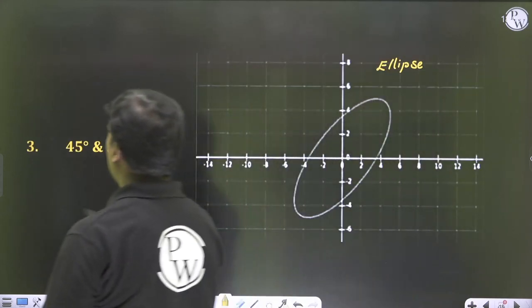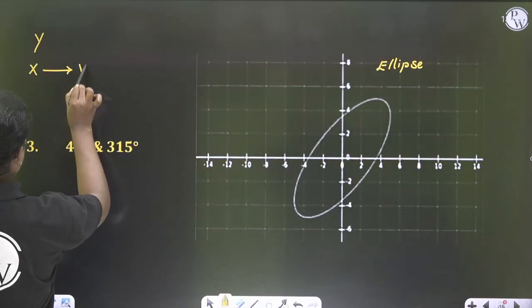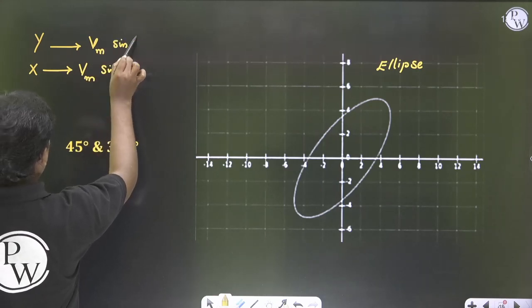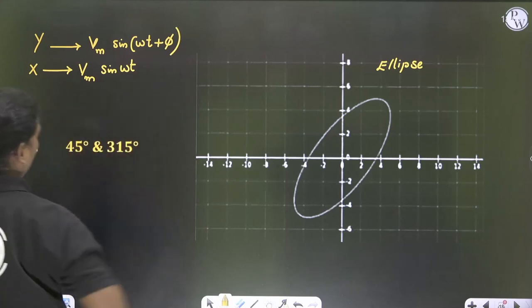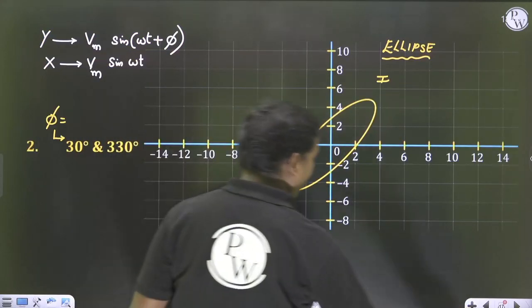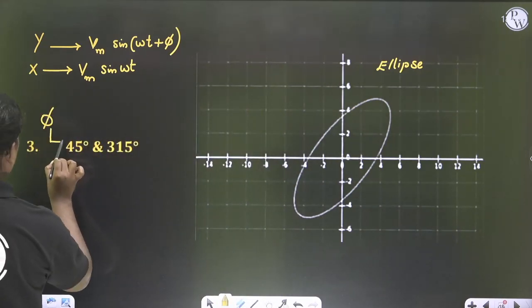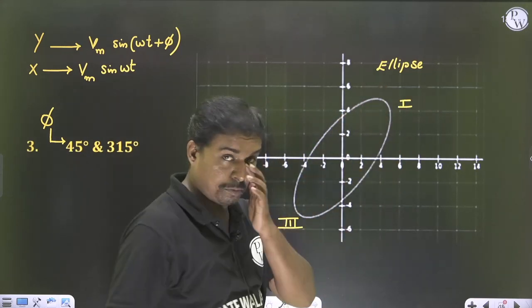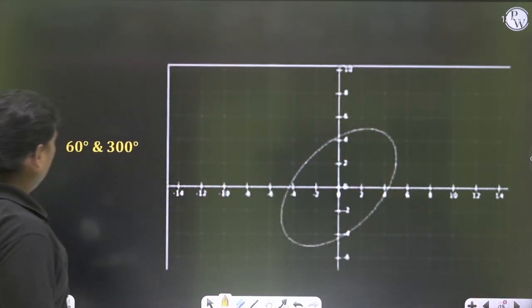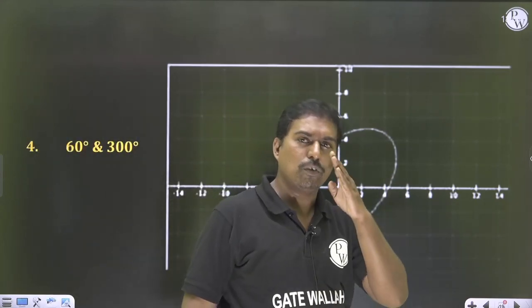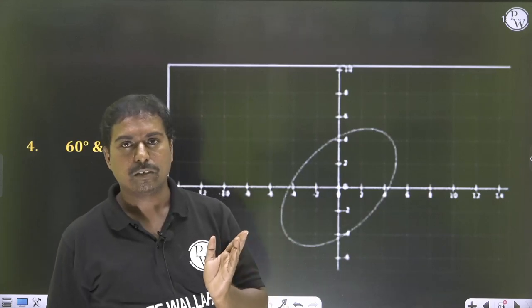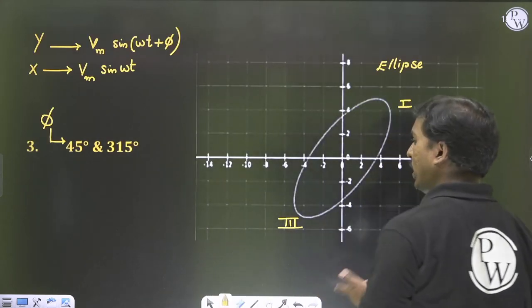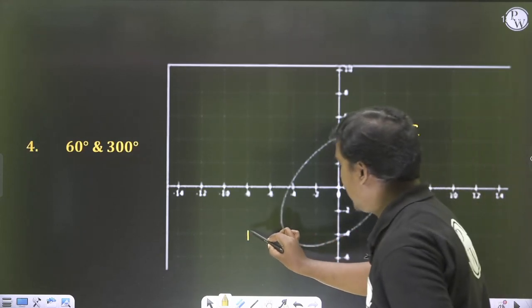Similarly, for the X plates we are applying Vm sin omega t, and the Y plate signal is Vm sin omega t plus phi. Here phi is equal to 45, and the ellipse is going to come in the first quadrant and the third quadrant. Similarly 60. Almost, we can say at 0 we get a straight line, and after 0, an ellipse up to 90 degrees. But you have to check the quadrants: here also quadrants 1 and 3.